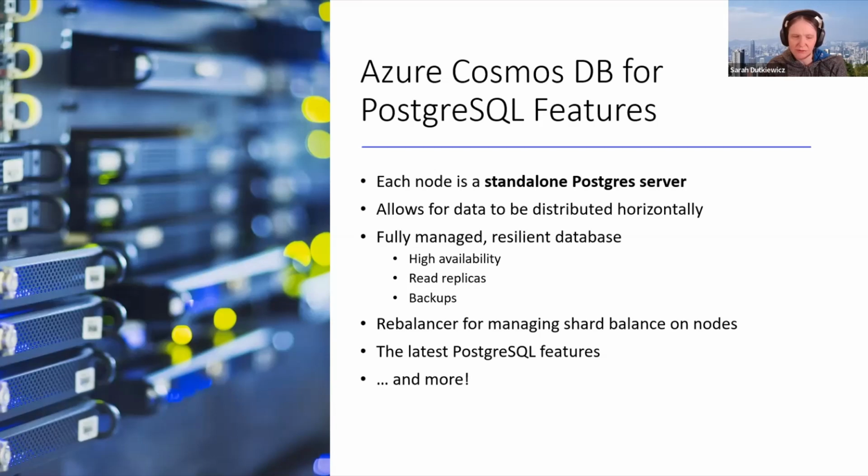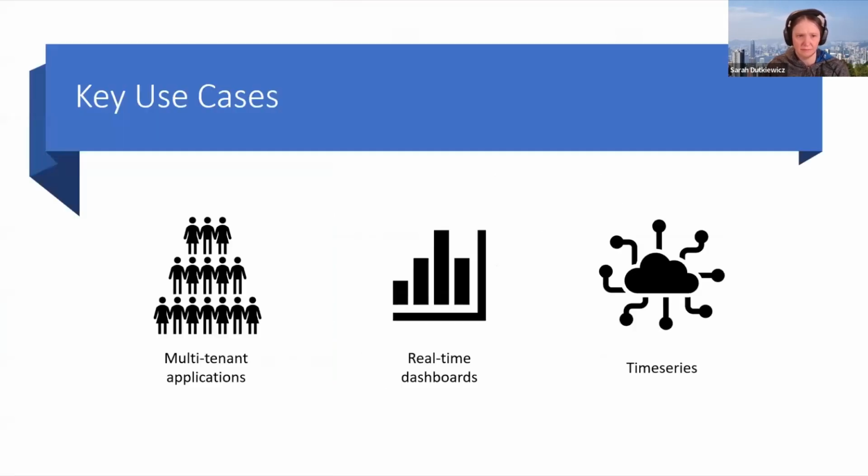The latest PostgreSQL features and more, all sorts of things supported. Right now, Postgres version 15 is currently what's available for Azure Cosmos DB. It was 14 when we saw it launched in October. So they are keeping up with newer technologies as well. Some of the key use cases out there, these are ones that are more common. These are not the only cases that are out there. So if you're seeing things like multi-tenant applications or real-time dashboards or time series, those are really strong cases for working in Azure Cosmos DB for Postgres.